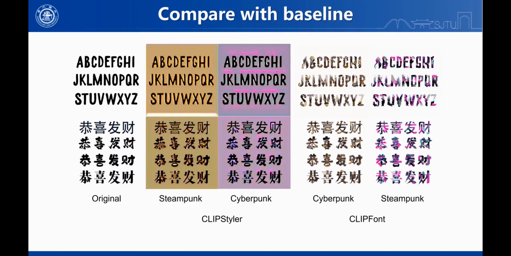As shown in the figure, ClipStyler only changes the background's color and generates limited texture, while ClipFont has the following advantages. Firstly, the results are in vector format and can be arbitrarily scaled without loss of detail. Secondly, the character produces a shape change that matches the text description. Thirdly, the result has more texture and detail, and can control whether the background changes or not.